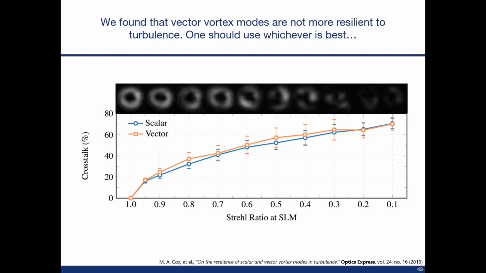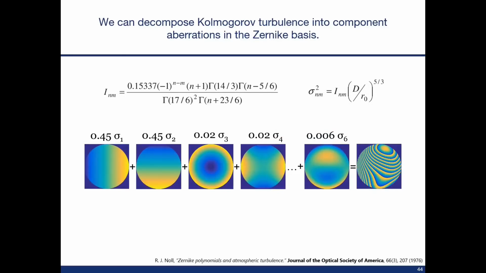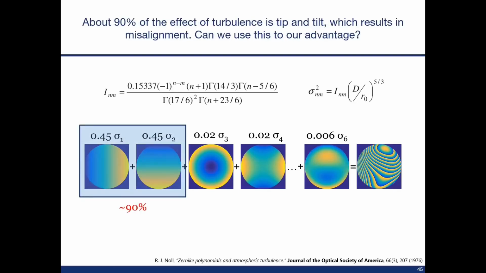Are there structured beams that are indeed more resilient to turbulence though? Let's look at what turbulence actually is. In 1976, Knoll showed that turbulence can be broken down into a weighted sum of different component aberrations in the Zernike basis. The phases of the aberrations are shown here. On the left is tip and tilt, well actually tilt and tip, then defocus, astigmatism, and so on. It is interesting to note that about 90% on average of the effective turbulence is tip and tilt.